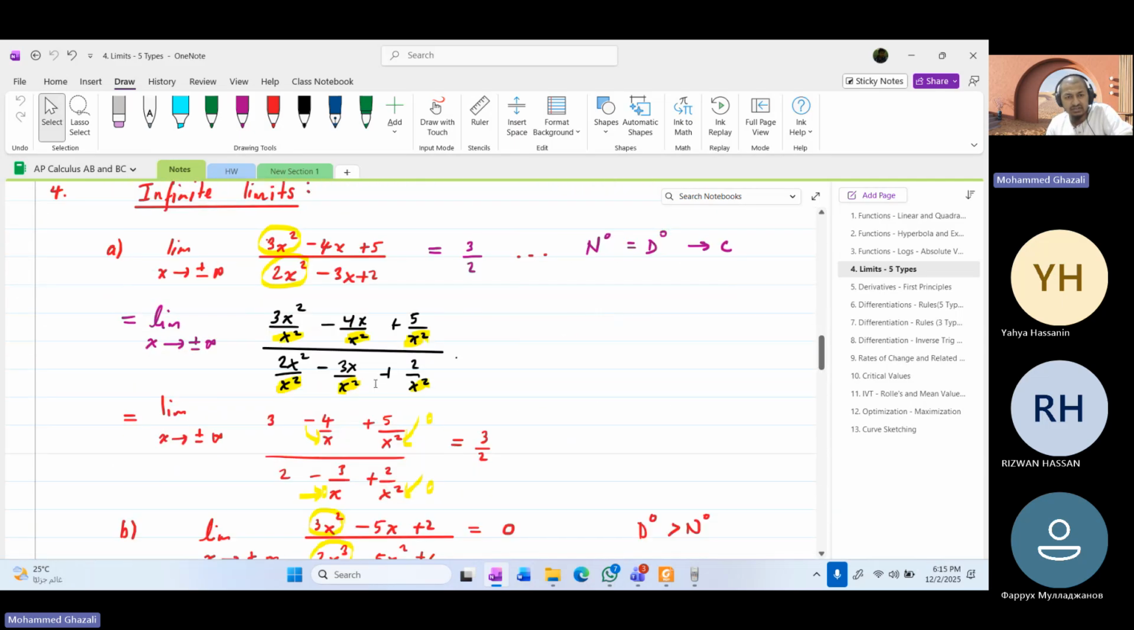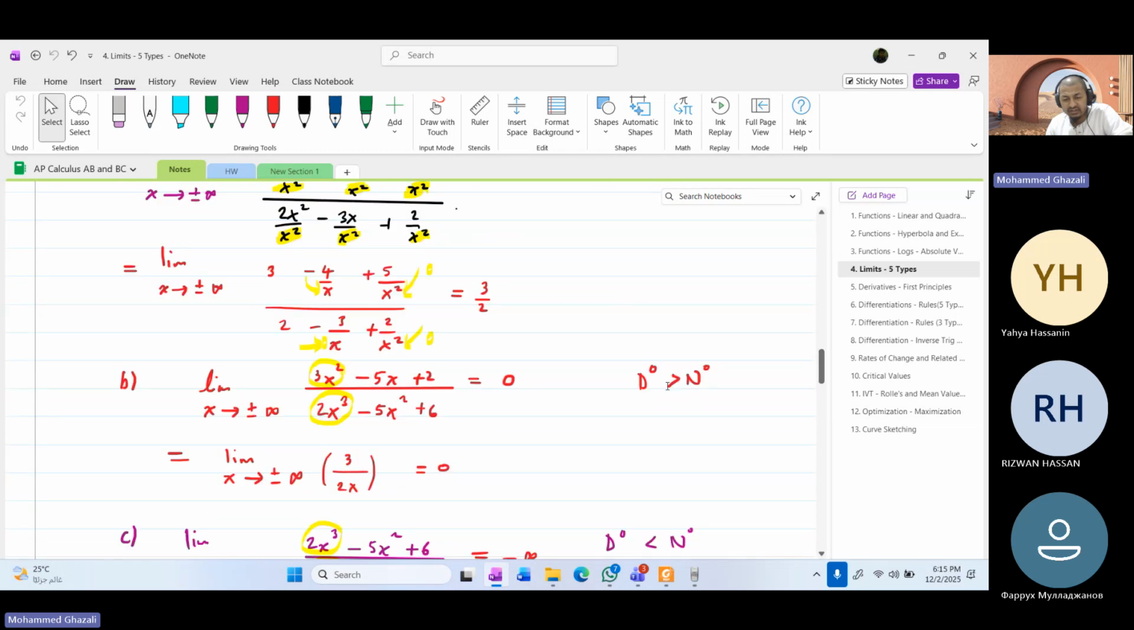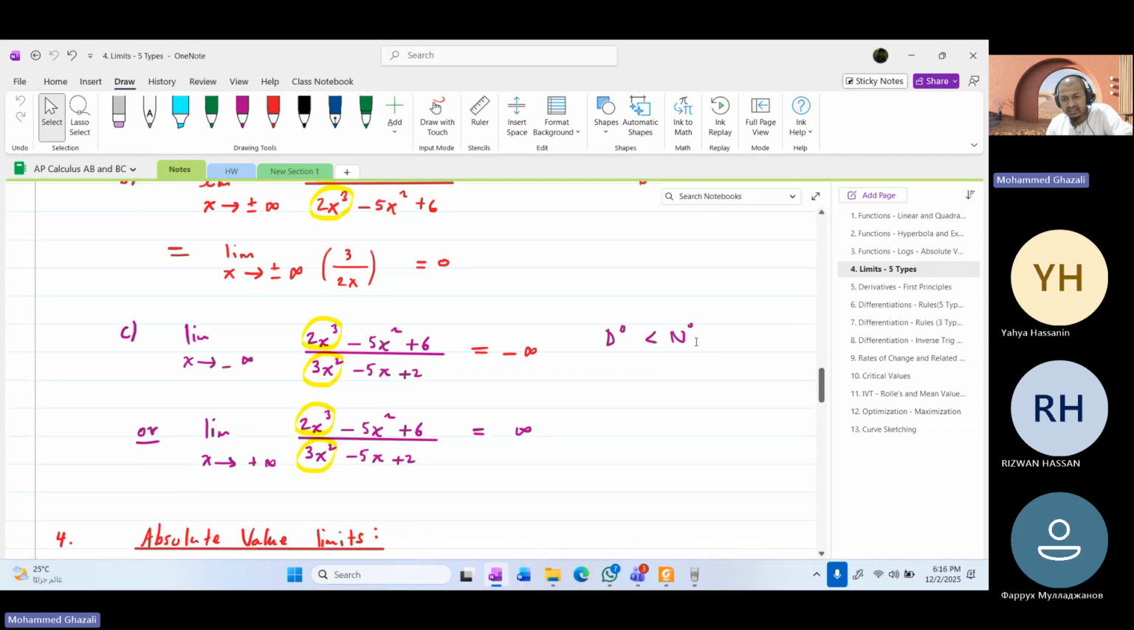Infinite limits. Look at this. What's the answer? Same denominator. Numerator degree equals denominator degree, 3 over 2. Then I gave you, when the denominator degree is greater than the numerator degree, the answer is 0, always. And when the denominator degree is less than the numerator degree, the answer can be positive infinity or negative infinity. Okay? So don't forget these rules.